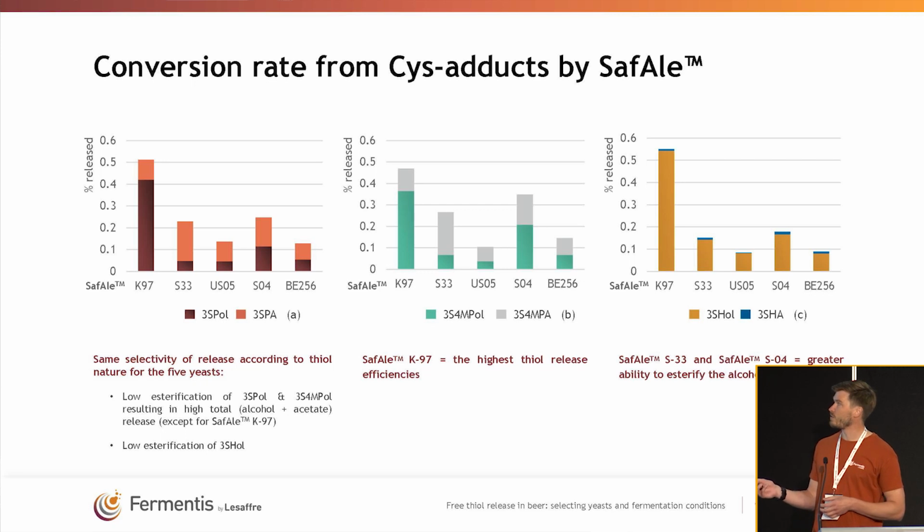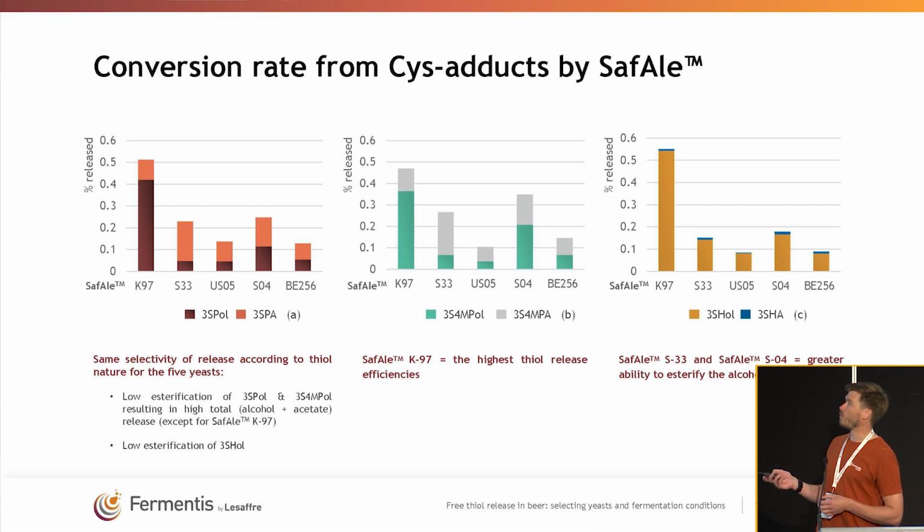On the left-hand side, you have the percentage of thiols released from the precursor. And here at the bottom, you always have the different yeast strains that we have been looking at. And you have 3 different pairs of thiols, 3SP here, 3S4MP here, 3SH here. And each time you have the alcohol form and then the acetate form for each pair of the thiols. So how can you look at this?